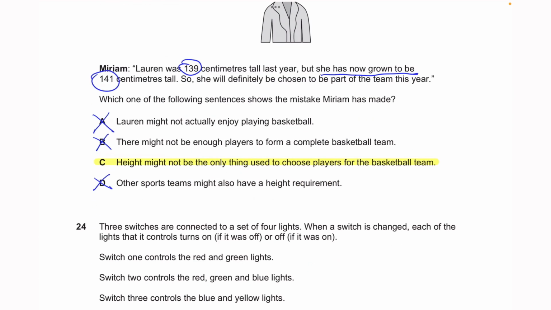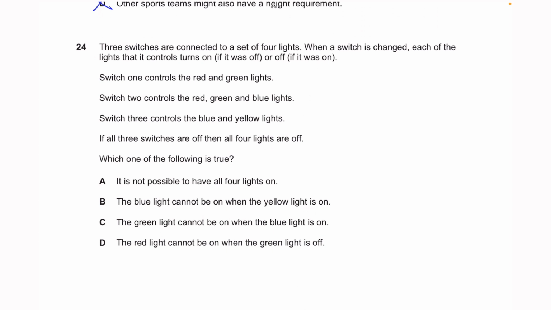All right, let's move on to question 24. So question 24 goes like this. It says 3 switches are connected to a set of 4 lights. There are only 4 lights. Now it says when a switch is changed, each of the lights that it controls turns on if it was off, or off if it was on.